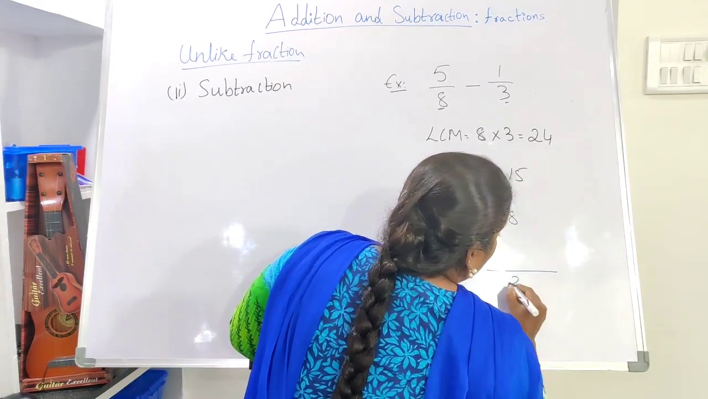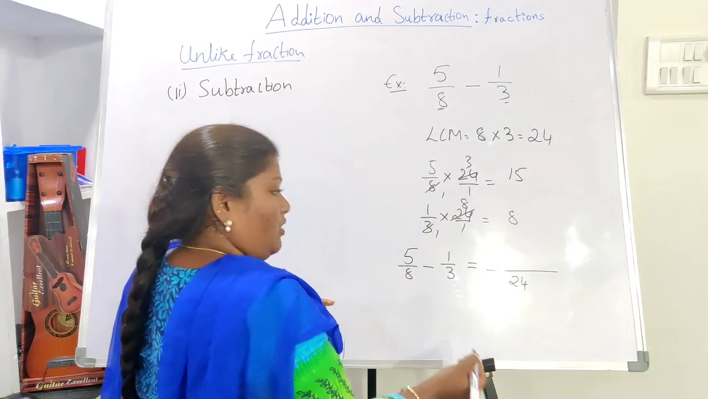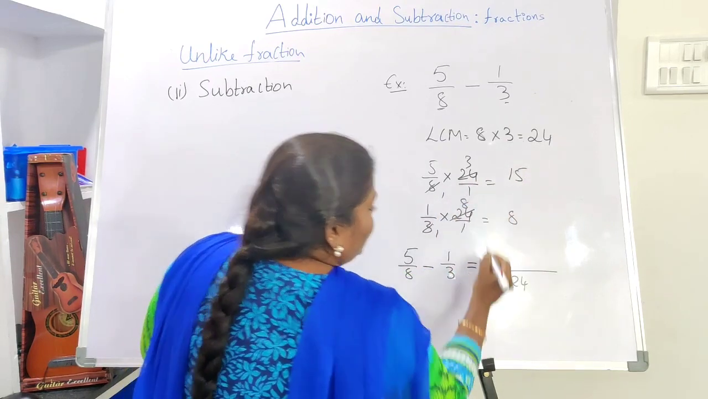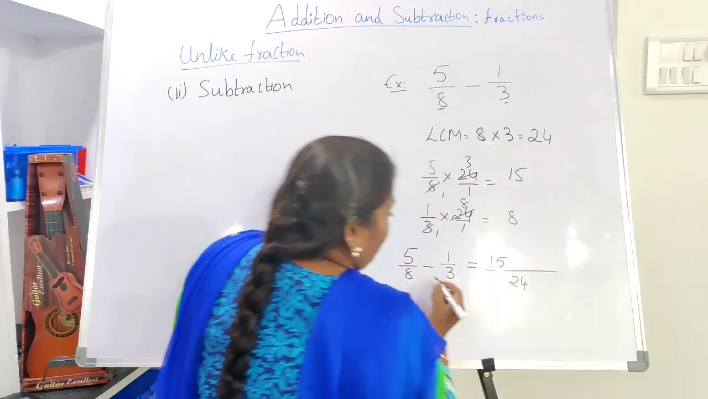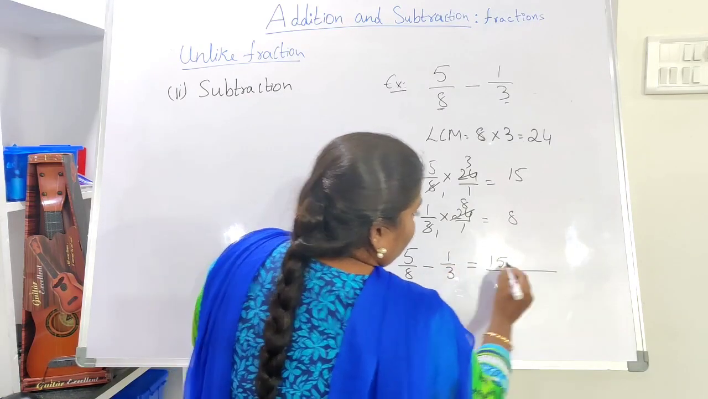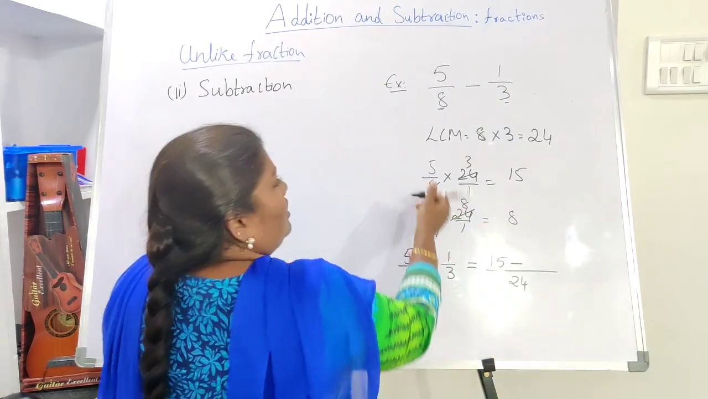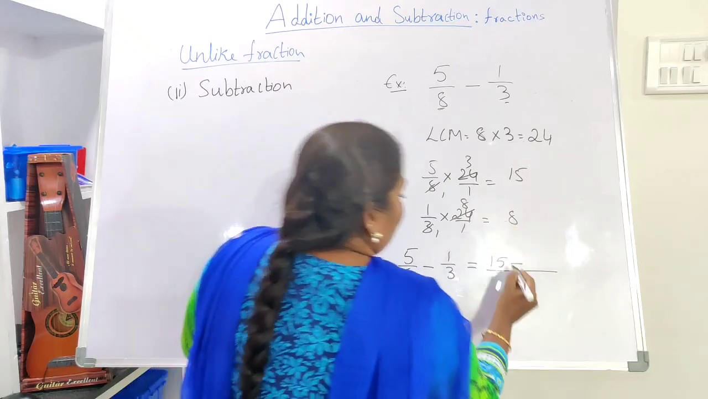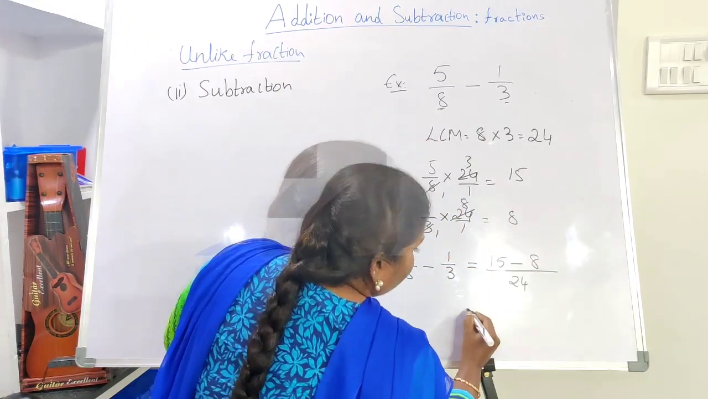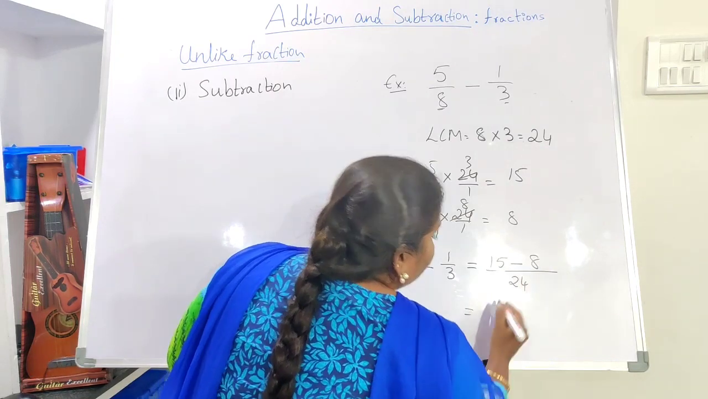We got it as 24. Now for the first fraction, when we have cancelled, we got it as 15. And the second one, and the operation between is subtraction. So write down minus. For the second fraction, I got it as 8. So 15 minus 8. 15 minus 8 is 7.